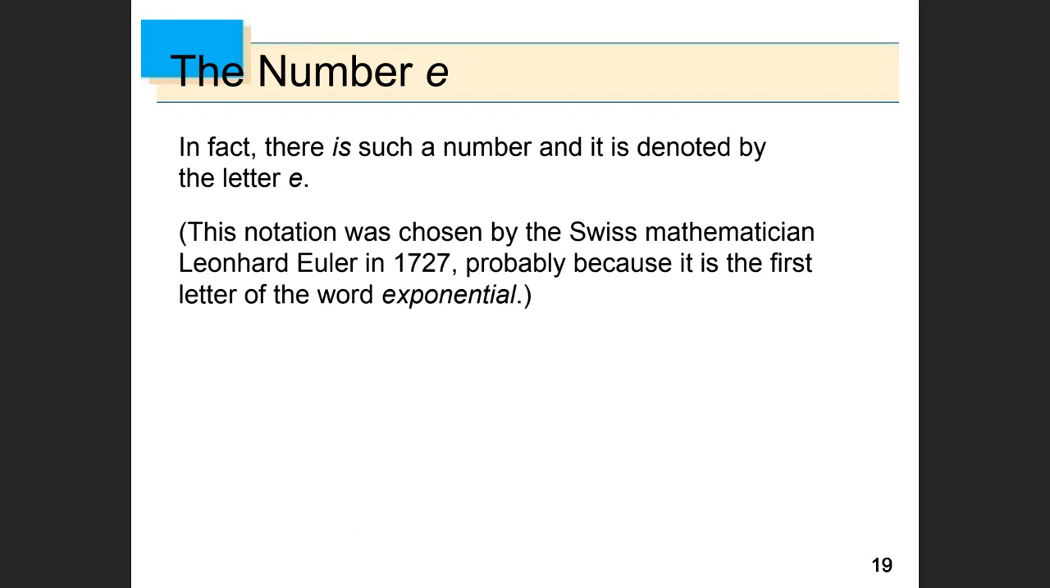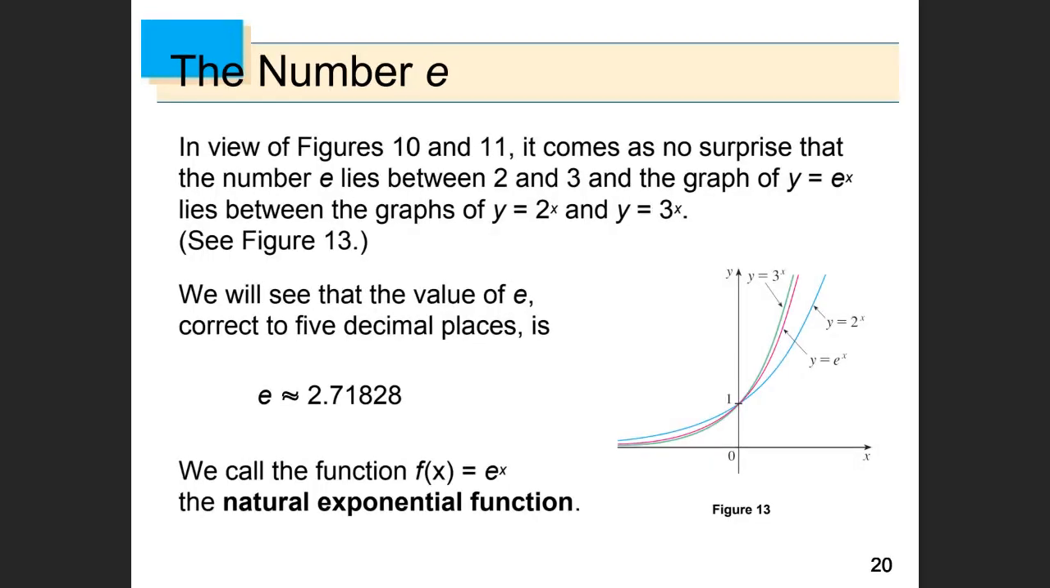Such a number of interest is denoted by the letter e. It was first chosen by a Swiss mathematician, probably because the first letter of the word exponent is e, so he thought maybe e is a very important number. e itself is approximately equal to 2.71828, but like I said, you're not allowed to use a calculator, so if you compute and you have e in your final answer, just leave it as e.